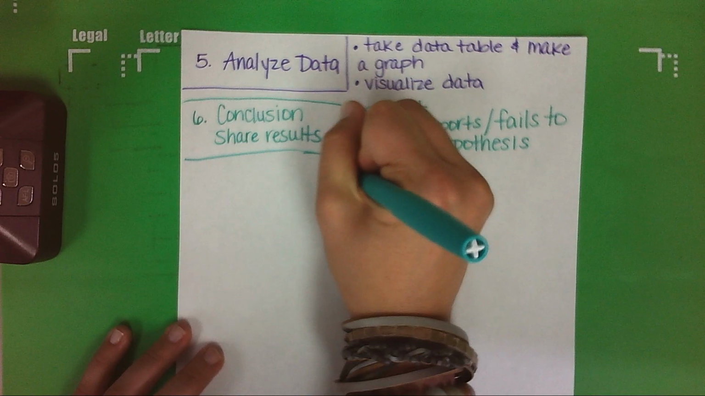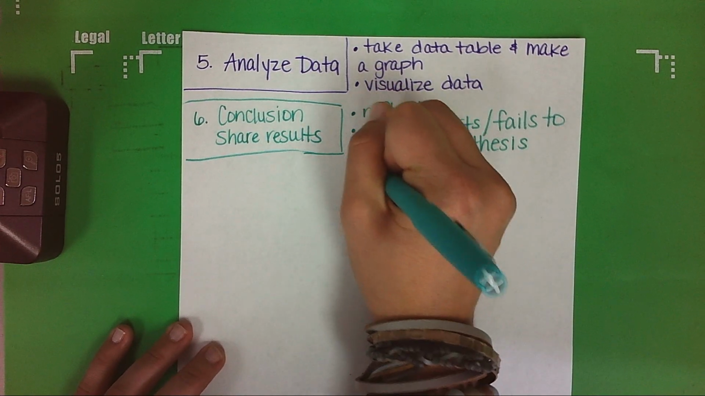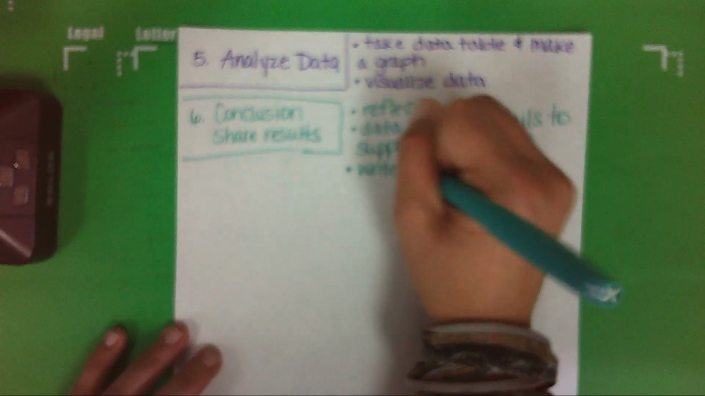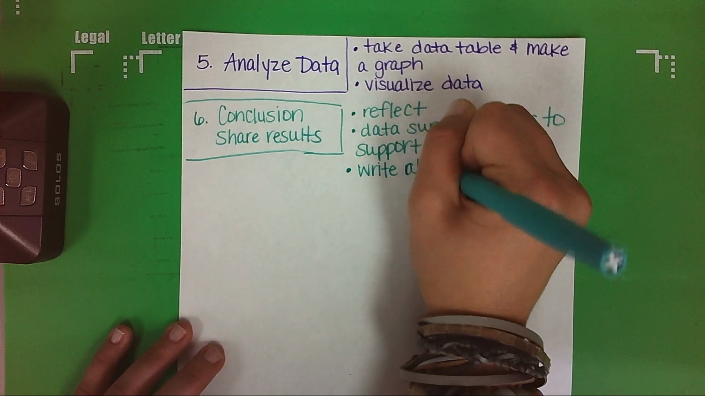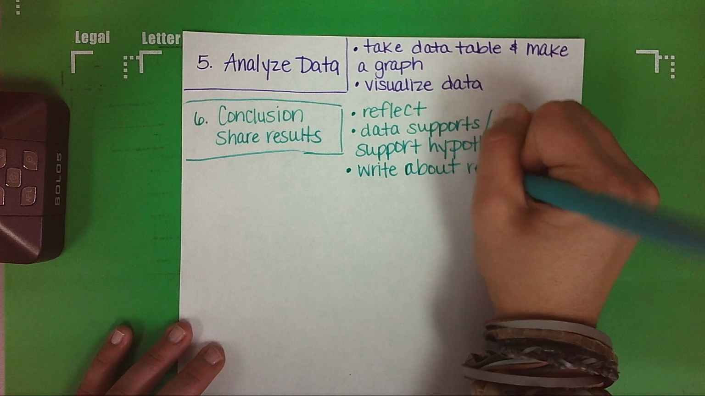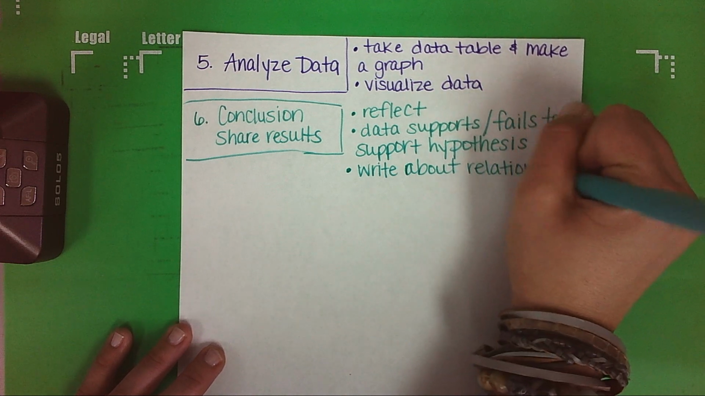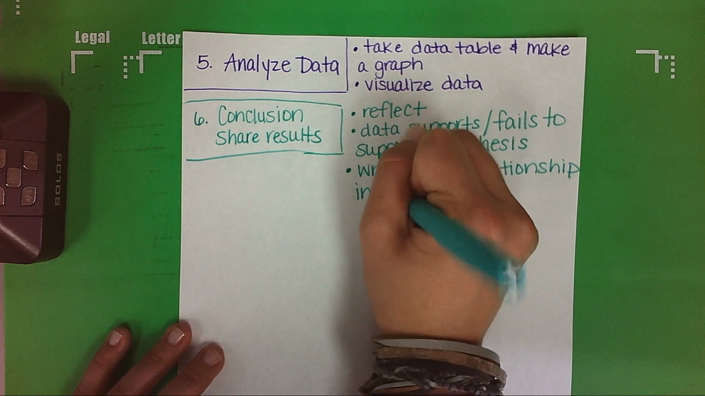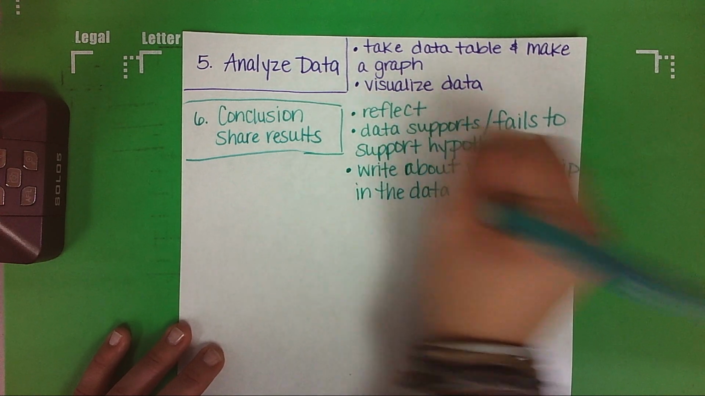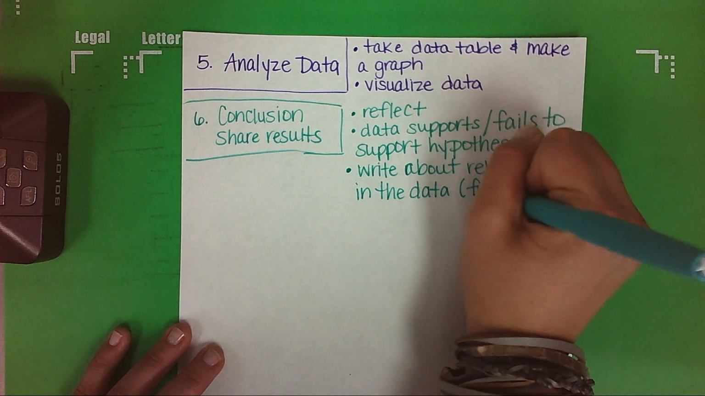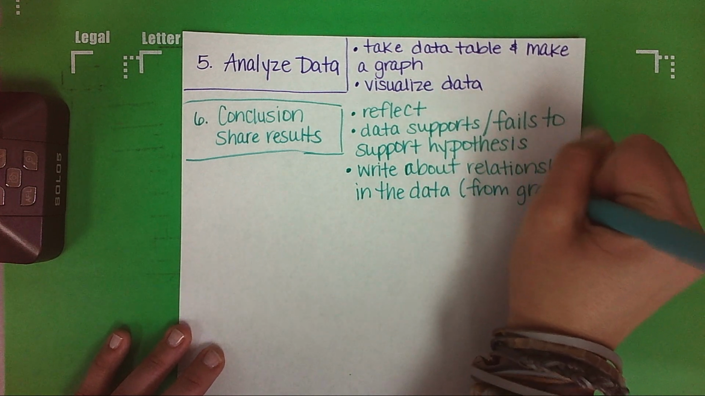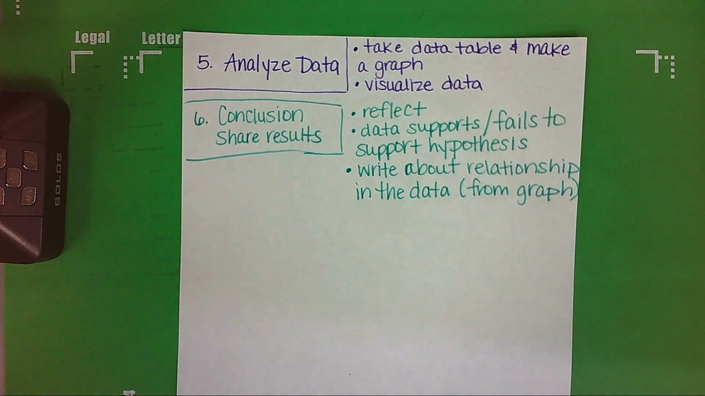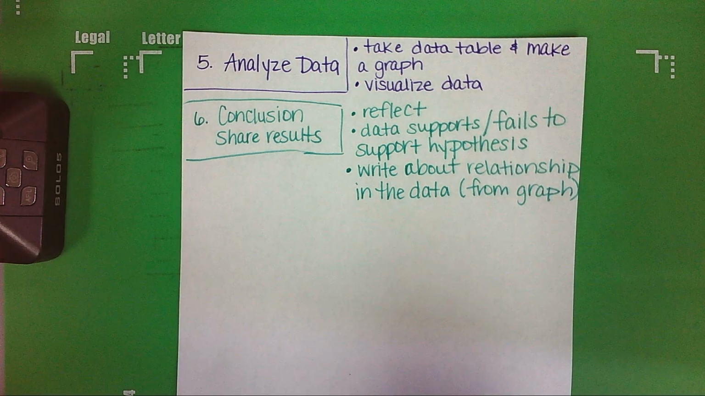This is where you're going to write about the relationship in the data. You're going to use the graph to help you. Okay, so if the line is increasing, then you're going to talk about the increase. All right, everything's going to go back to this hypothesis because the hypothesis drives your experiment.